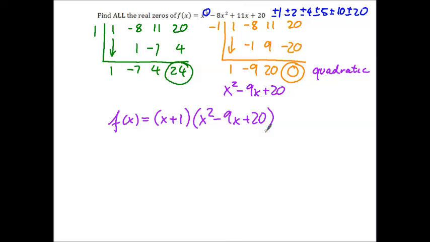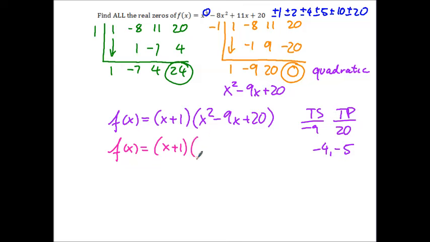Let's see if we can factor this. Target sum is negative 9. The target product is 20. Are there any factors of 20 that work for us? Yes, indeed. Negative 4 and negative 5 will work. So we can now write our fully factored function. F of x is equal to x plus 1 times x minus 4 times x minus 5.